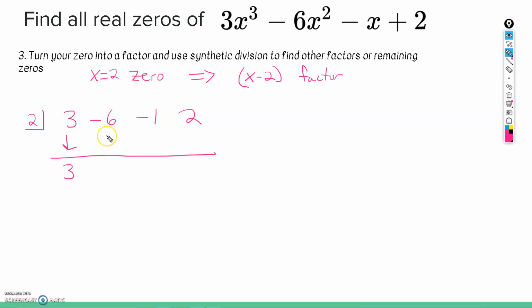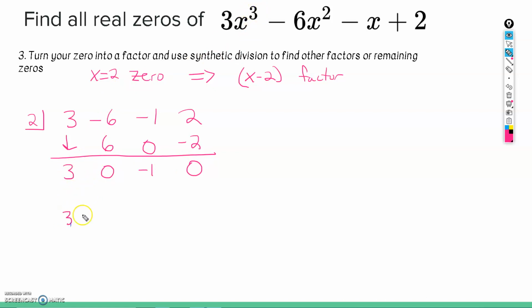3 times 2 is 6. Negative 6 plus 6 is 0. 2 times 0 is 0. Negative 1 plus 0 is negative 1. 2 times negative 1 is negative 2. 2 plus negative 2 is 0. So, which is expected because we knew x minus 2 is a factor, so we should not have gotten a remainder. So our next factor is drop the power by 1.